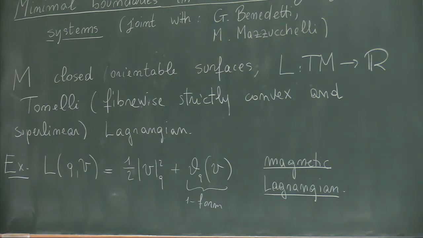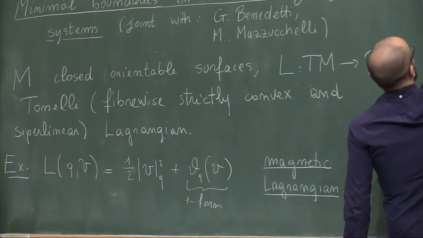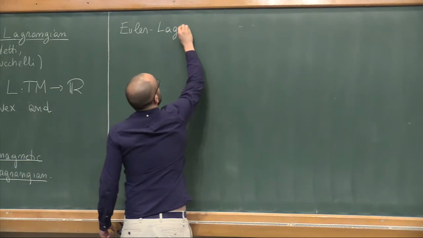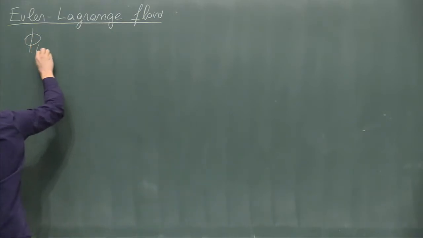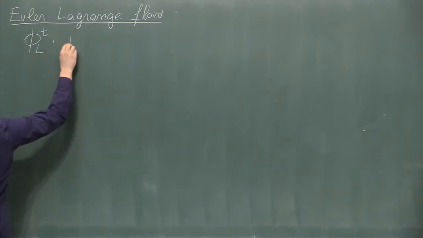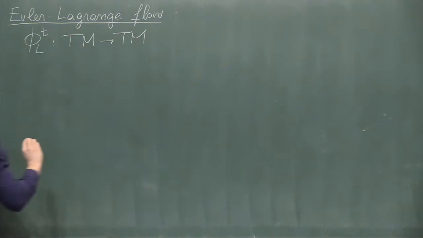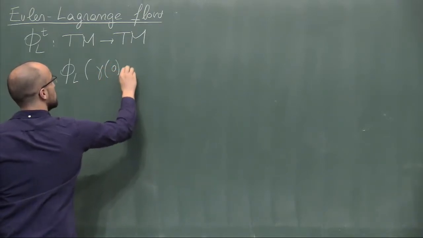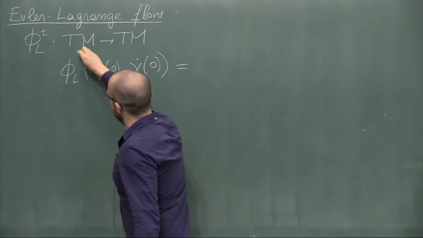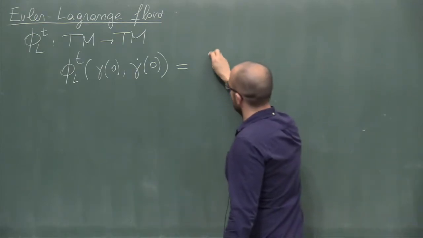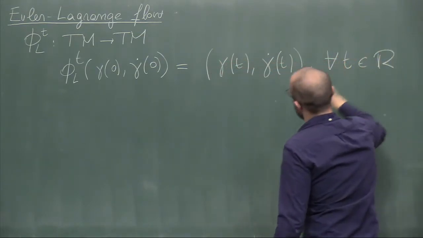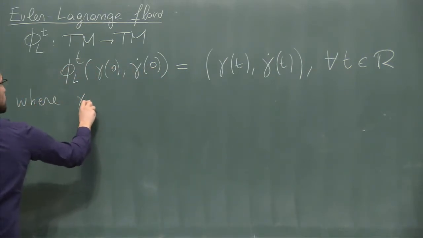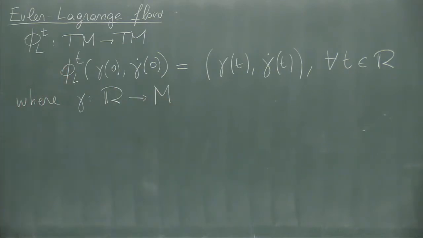Whenever we have a Tonelli Lagrangian, we have an Euler-Lagrange flow, which I will briefly recall. The Euler-Lagrange flow, which I will denote by phi sub L of t, is a flow on the tangent bundle of M, and it maps a point in the tangent bundle, which I will denote by (gamma naught, gamma dot naught), at time t to (gamma of t, gamma dot of t), for all t real, where gamma is a curve in our surface M satisfying the Euler-Lagrange equation.